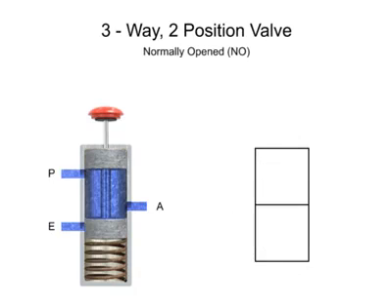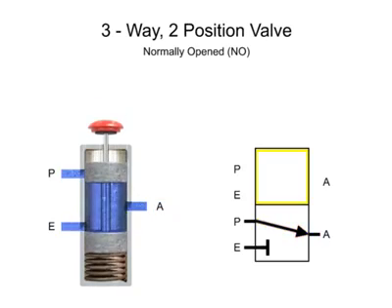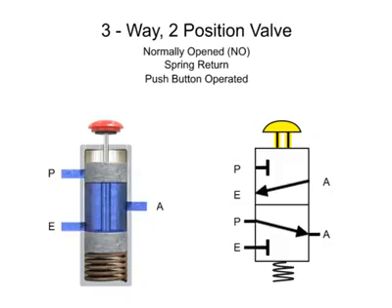Here is another 3-way, 2-position valve. This valve also has an inlet port P, exhaust port E, and output port A, but they are in a different configuration. In its normal position, exhaust port E is blocked and fluid flows from pressure port P to outlet port A. In the second position, pressure port P is blocked and fluid flows from outlet port A to exhaust port E. The valve is also spring return and push button operated.